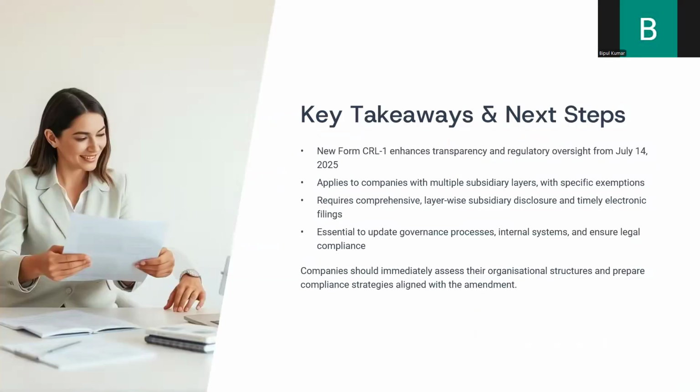Key takeaways. The new Form CRL-1, effective from 14th July 2025, enhances transparency and regulatory oversight. It applies to companies with multiple subsidiary layers, with specific exemptions given in our slide, and requires comprehensive layer-wise subsidiary disclosure and timely electronic filings. It is essential to update governance processes and internal systems and ensure legal compliance. Companies should immediately assess their organizational structure and prepare a compliance strategy aligned with this amendment.